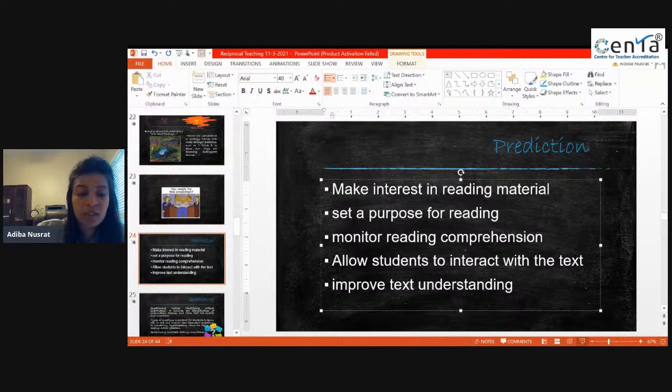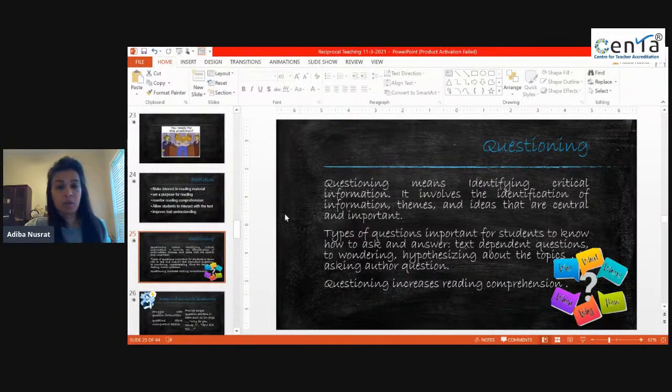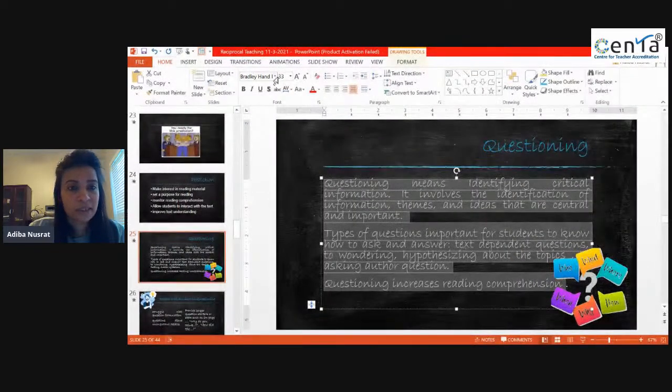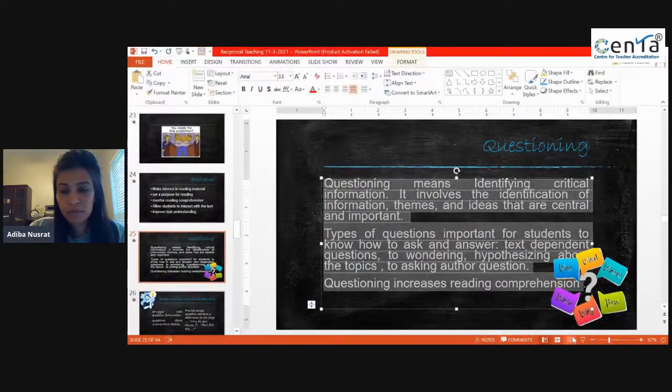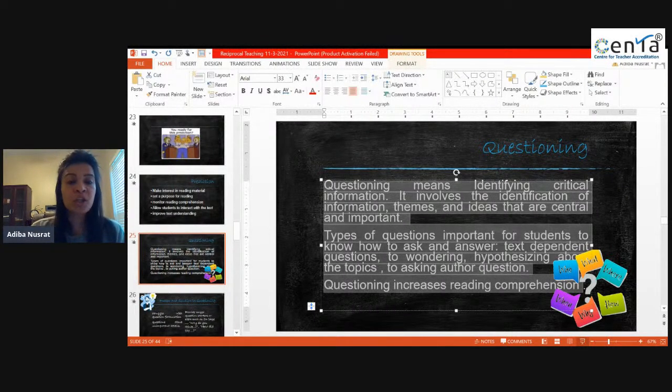Now the next strategy is questioning. What is questioning? Basically, questioning is an integral part of reciprocal teaching. Students pause throughout the reading to address questions that come up. There are many types of questions that are important for students to know how to ask and answer, like text dependent questions, wondering questions, hypothesizing about the topics, asking about the author's questions.